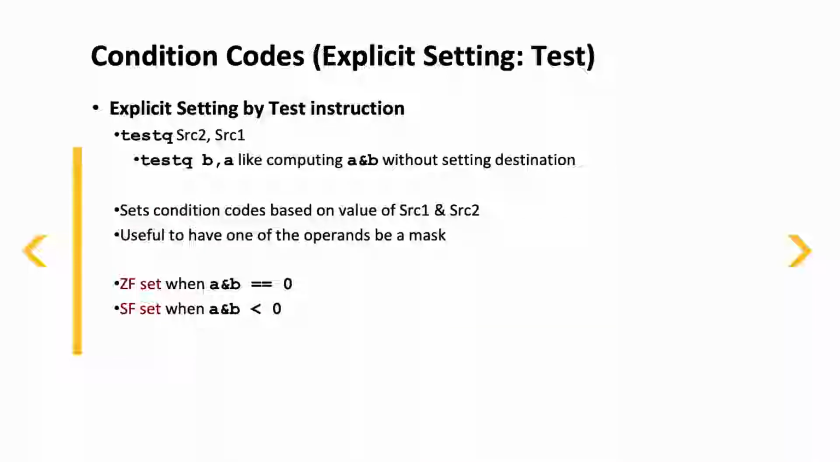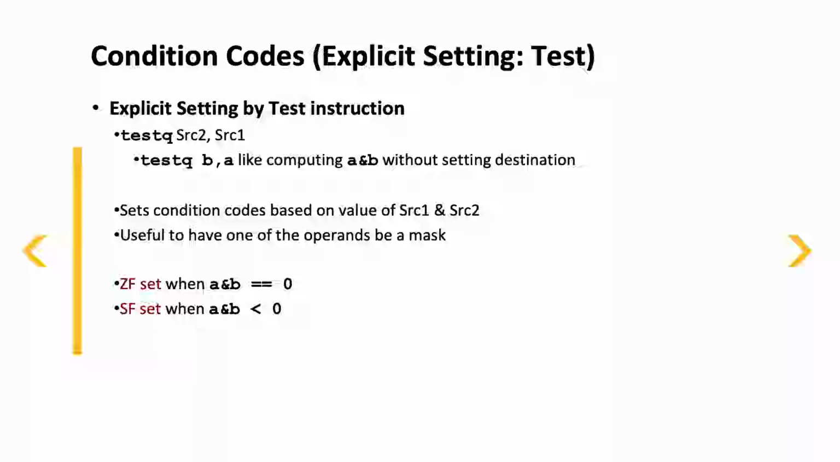Now, we can use the test command to set our condition codes in a slightly different way. In this case, test is like computing A and B without setting a destination. So we can end up setting a subset of flags, right? Because if we're doing a bitwise AND, we're not going to overflow. We're never going to overflow by doing a bitwise logical operation. So with this one, we can set the 0 flag or the sign flag, right?